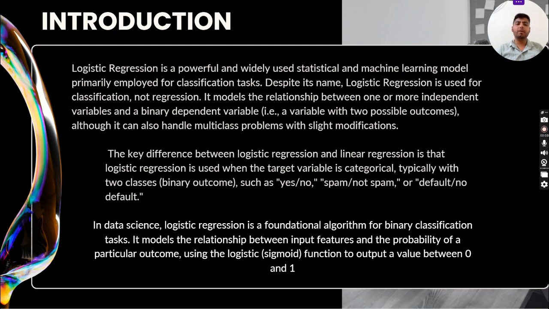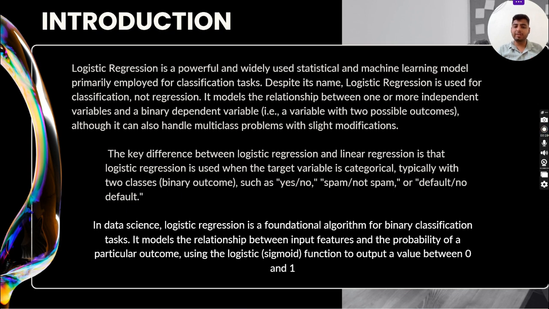Logistic regression is a powerful and widely used statistical and machine learning model primarily employed for classification tasks. Despite its name, logistic regression is used for classification, not regression. It models the relationship between one or more independent variables and a binary dependent variable, a variable with two possible outcomes. Although it can also handle multi-class problems with slight modifications.